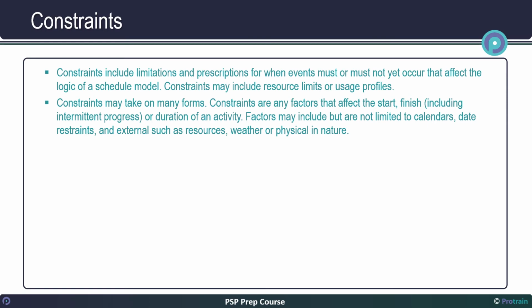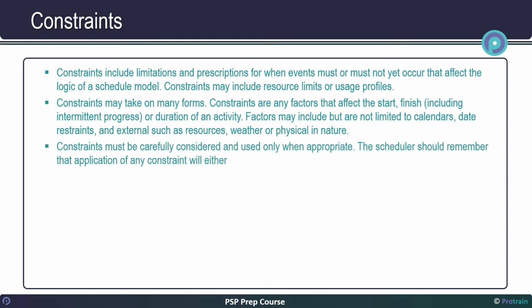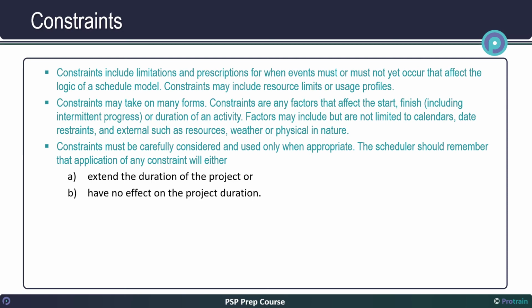Factors may include, but are not limited to, calendars, date restraints, and external factors such as resources, weather, or physical in nature. Constraints must be carefully considered and used only when appropriate. The scheduler should remember that application of any constraint will either a. extend the duration of the project, or b. have no effect on the project duration.